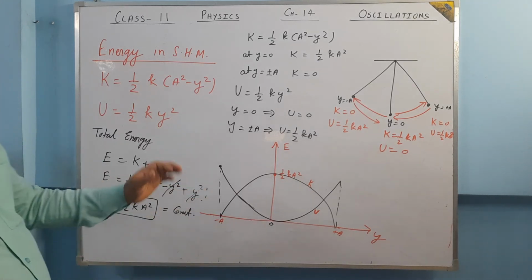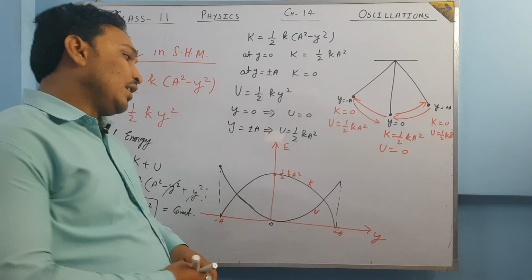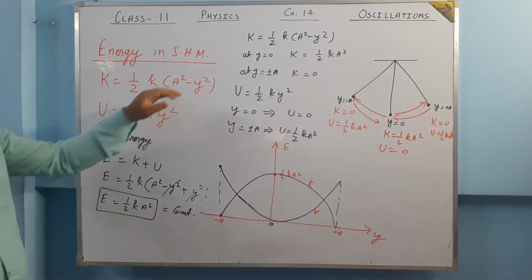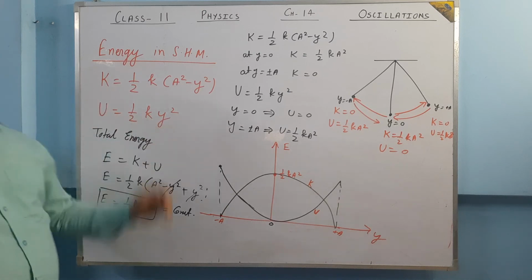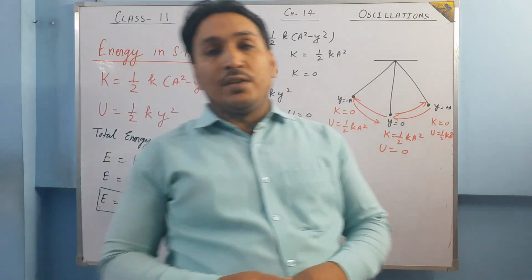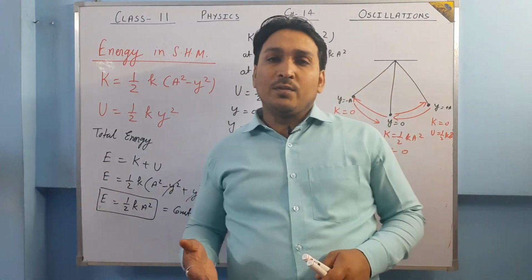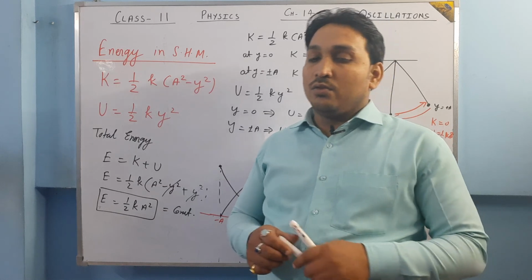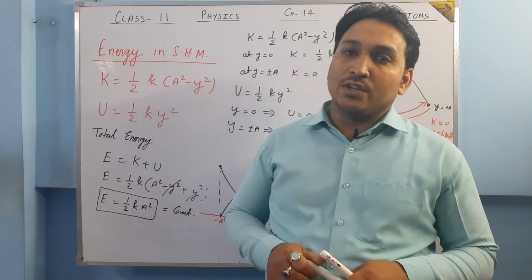The sum of both energies always remains constant and it is equal to half k a square, with kinetic energy being half k a square minus y square and potential energy being half k y square. Now in this chapter only examples are left. We'll prove some motions to be SHM. All of those things we are going to do in the next video lecture.